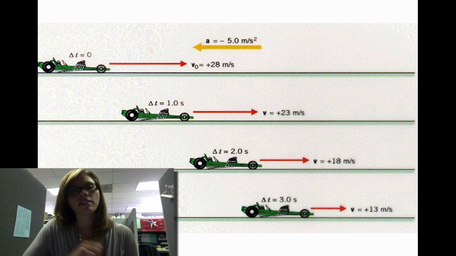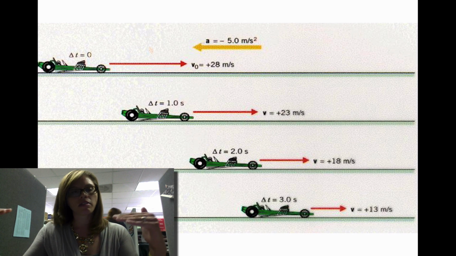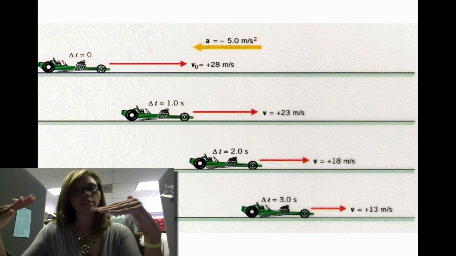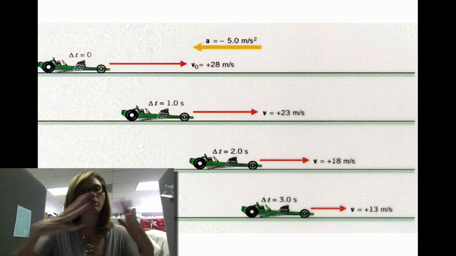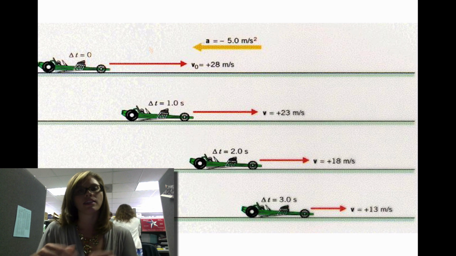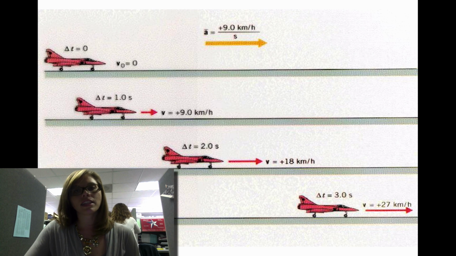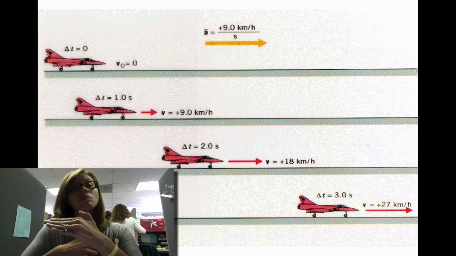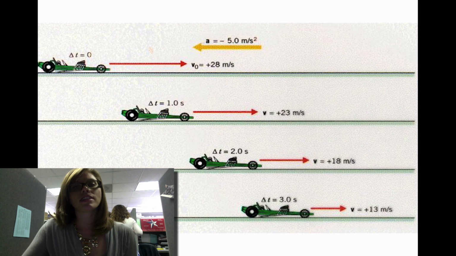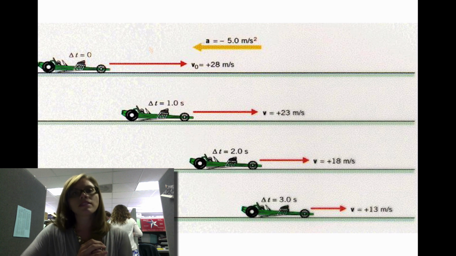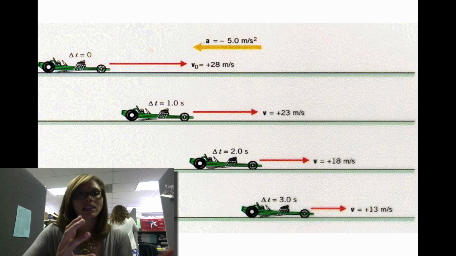In this case, the drag racer is slowing down and the acceleration is opposite the velocity. So you think of the acceleration as pushing the velocity back or making it shorter, smushing it. So when acceleration is in the same direction as velocity, it speeds up. And when acceleration is in the opposite direction of velocity, things are slowing down. So acceleration means speed up and slow down.